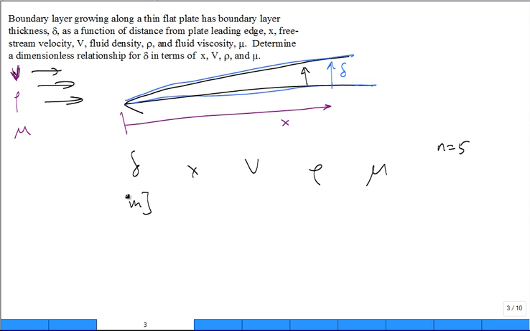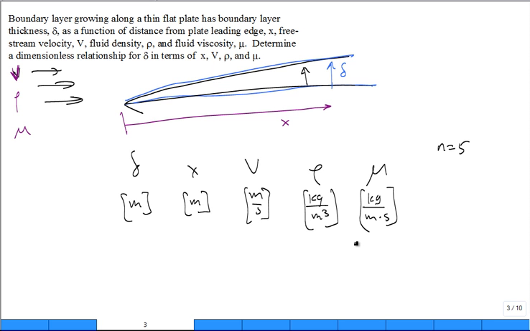Meters. What is this one? Meters. What is this one? Meters per second. What is this one? Kilogram, or mass, per meter cubed. And the last one, kilogram per meter second. You've done it a couple of times, right? So how many primary dimensions do we have? 3. So how many pi groups should we look for? 2. So it's 5 minus 3 is 2.